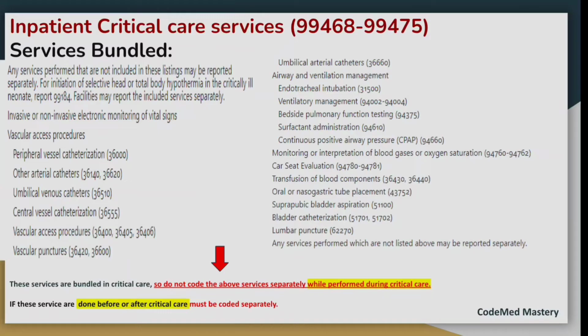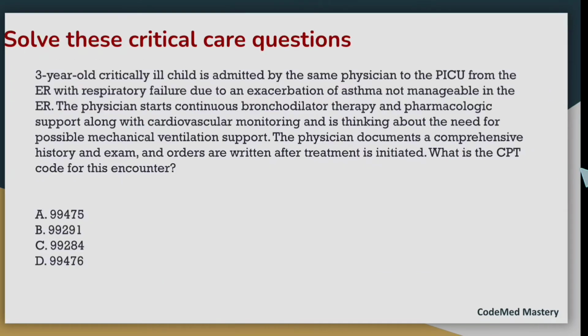You will understand this better when you solve a question related to critical care services. Let us try to solve this question. A 3-year-old critically ill child is admitted by the same physician to the PICU from the ER with respiratory failure due to exacerbation of asthma. So the physician starts continuous bronchodilator therapy and pharmacologic support. What is the CPT code for this encounter?